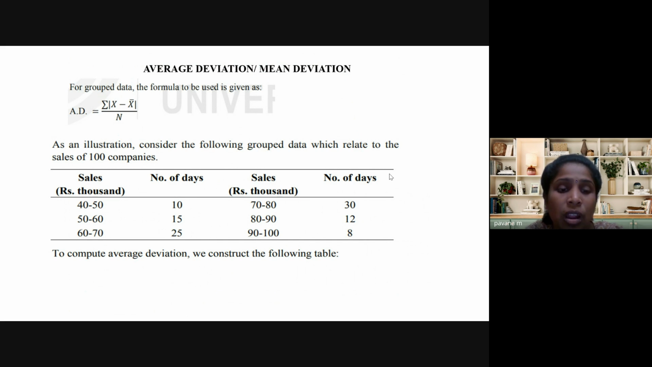Number of days, 10 days. 50 to 60,000, 15 days. 60 to 70,000, 25 days. 70 to 80,000, it is taking 30 days. 80 to 90, 12 days. 90 to 100, 8 days. So compute the average deviation.